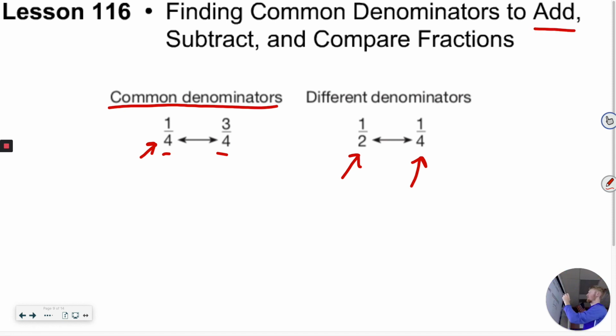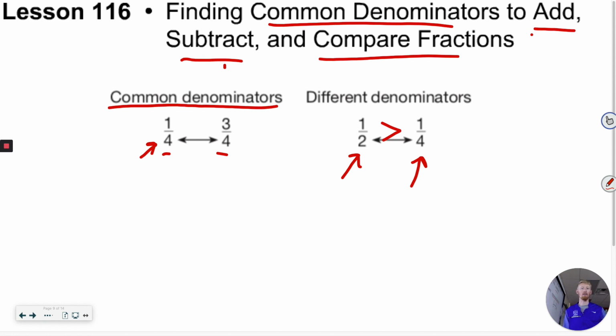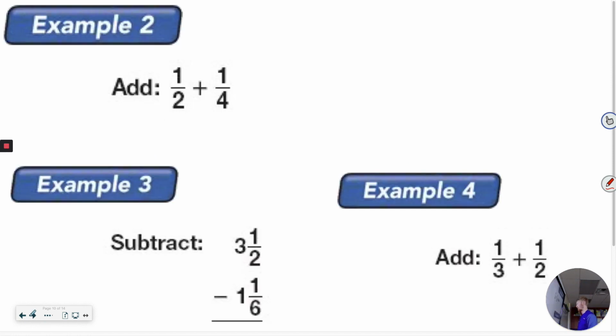Add, subtract, and compare. You might be able to compare fractions without changing the denominators. Like, you just know that 1/2 is bigger than 1/4. But adding and subtracting you can't really do unless you find the common denominator for both of them and change the fractions. So here are a few examples to show you how to do that.